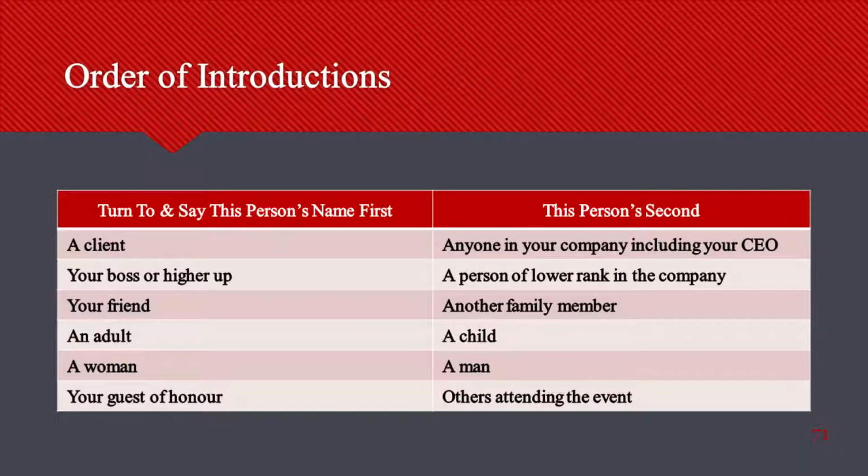Order of introductions. Turn to and say a client's name first, then anyone in your company including your CEO second. Turn to and say your boss's or higher up's name first, then a person of lower rank in the company second. Your friend's name first, then another family member second. An adult's name first, then a child second. A woman's name first, then a man second. Your guest of honor's name first, then others attending the event second.